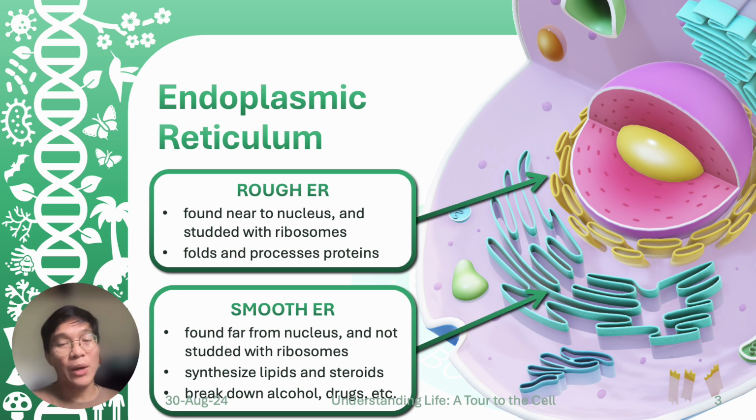Okay? Now, take note that the rough ER is studded with ribosomes. And again, let's recall what's the function of the ribosomes? The ribosomes function for protein synthesis. So, if ribosomes are attached on your rough endoplasmic reticulum, then that would suggest that it has to involve some protein processes, right? So, the ribosomes will produce these proteins, which will later on enter your rough endoplasmic reticulum.